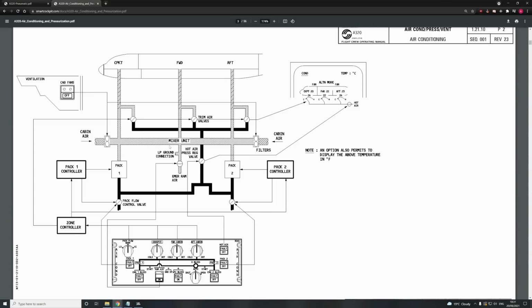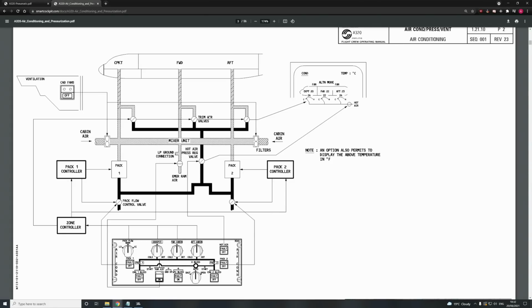Essentially, the mixing unit will be at the lowest requested temperature across the 3 zones. So if you've got 25 degrees for the forward, 25 degrees for the cockpit, but 20 degrees for the aft, inside this mixing unit it's going to be 20 degrees. Okay? And it then sends this 20 degrees up to the aft, 20 degrees towards the forward, and 20 degrees towards the cockpit.